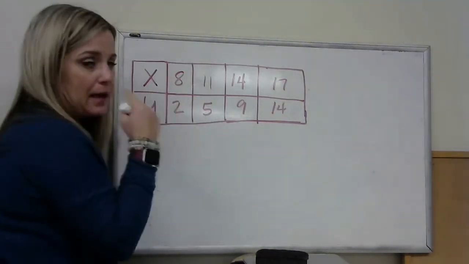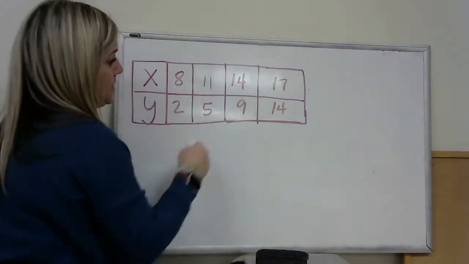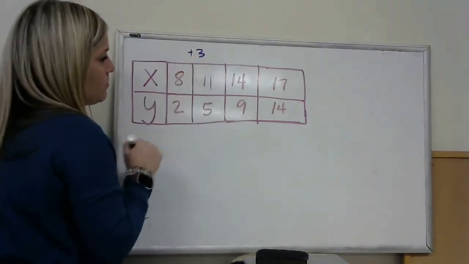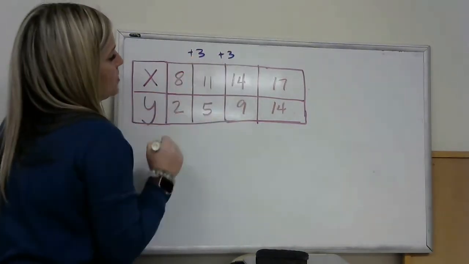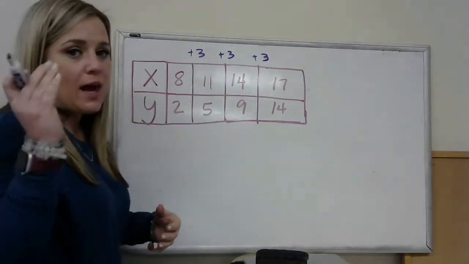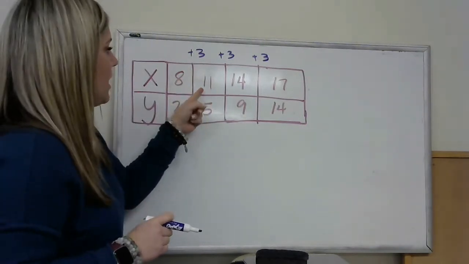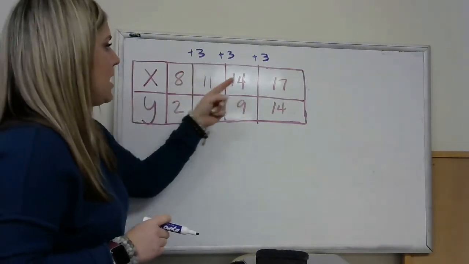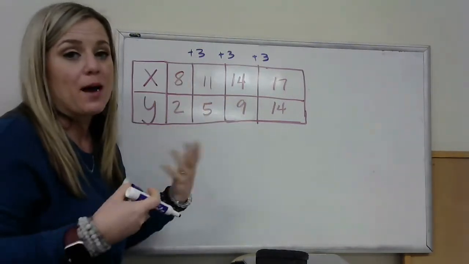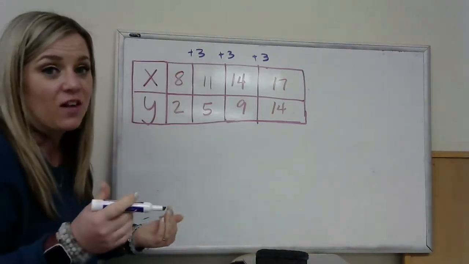X is on top again. We have 8, 11, 14, 17, and then Y is on bottom, 2, 5, 9, 14. Okay, so 8 plus 3 is 11, and 11 plus 3 is 14, and 14 plus 3 is 17. Another way, if the +3 is kind of confusing to you, you can actually just do 11 minus 8, 14 minus 11, 17 minus 14. Some people's brains may work that way. Mine works the addition way, but some of you guys may like the subtraction way.